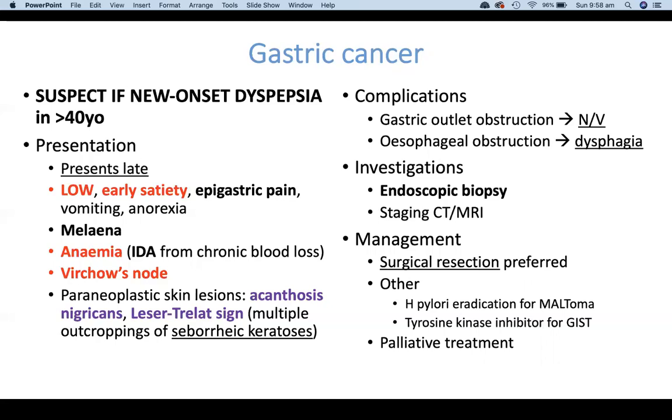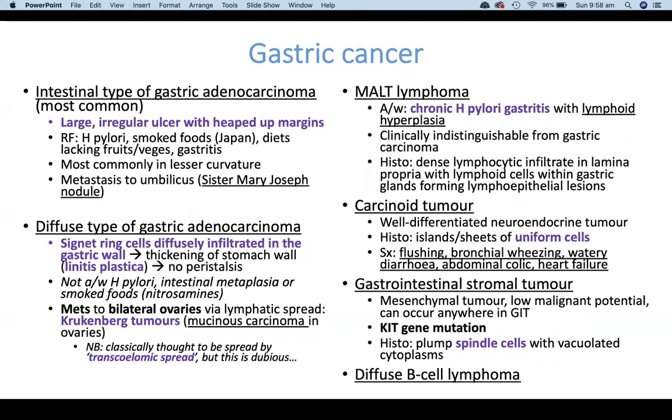So this is just some pathology stuff again. If it's an irregular ulcer and it's not diffuse, then it's intestinal type. If it's signet ring cells all over the whole stomach, and it's like a leather bottle and it's hard, then it's the diffuse type. And these ones can metastasize to your ovaries, causing Krukenberg tumors. So I think they like to test this on your pathology as well.